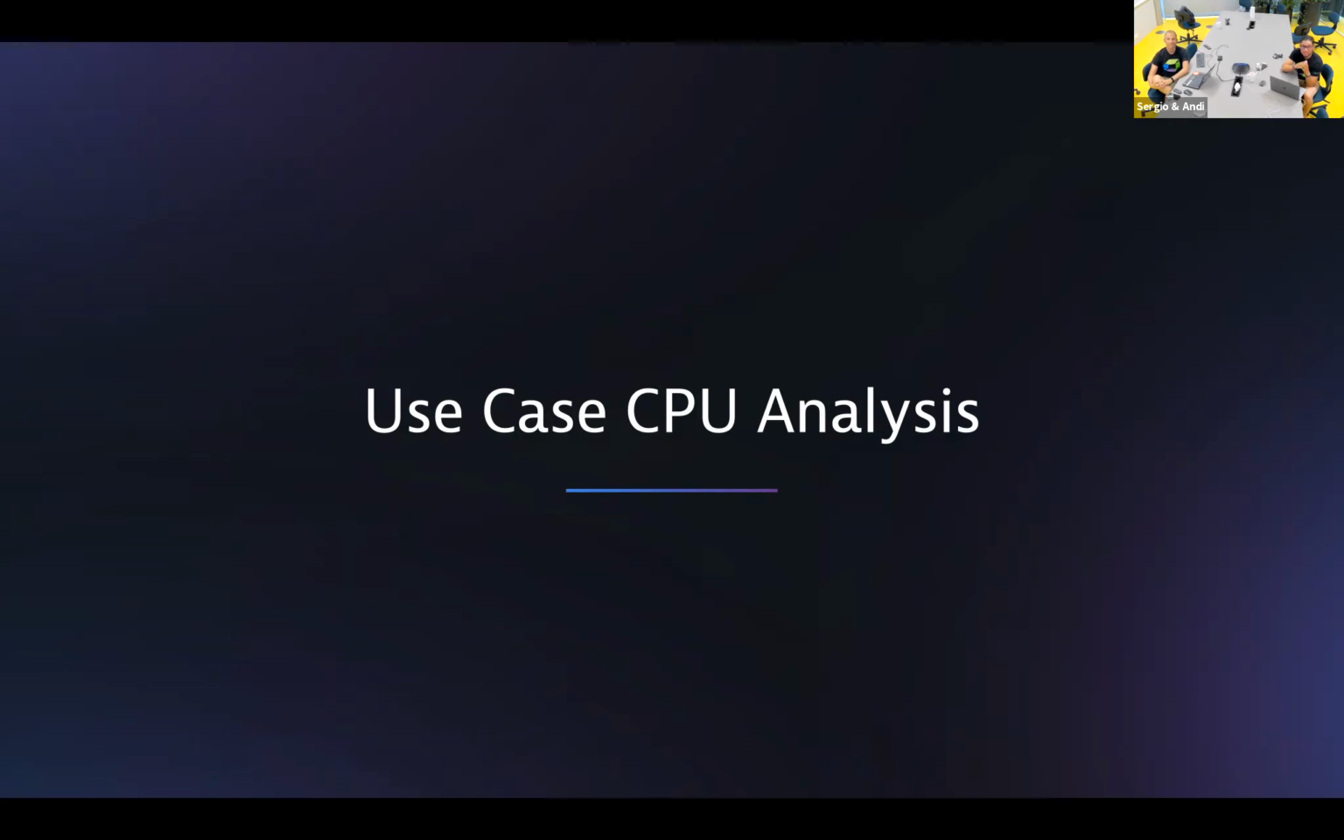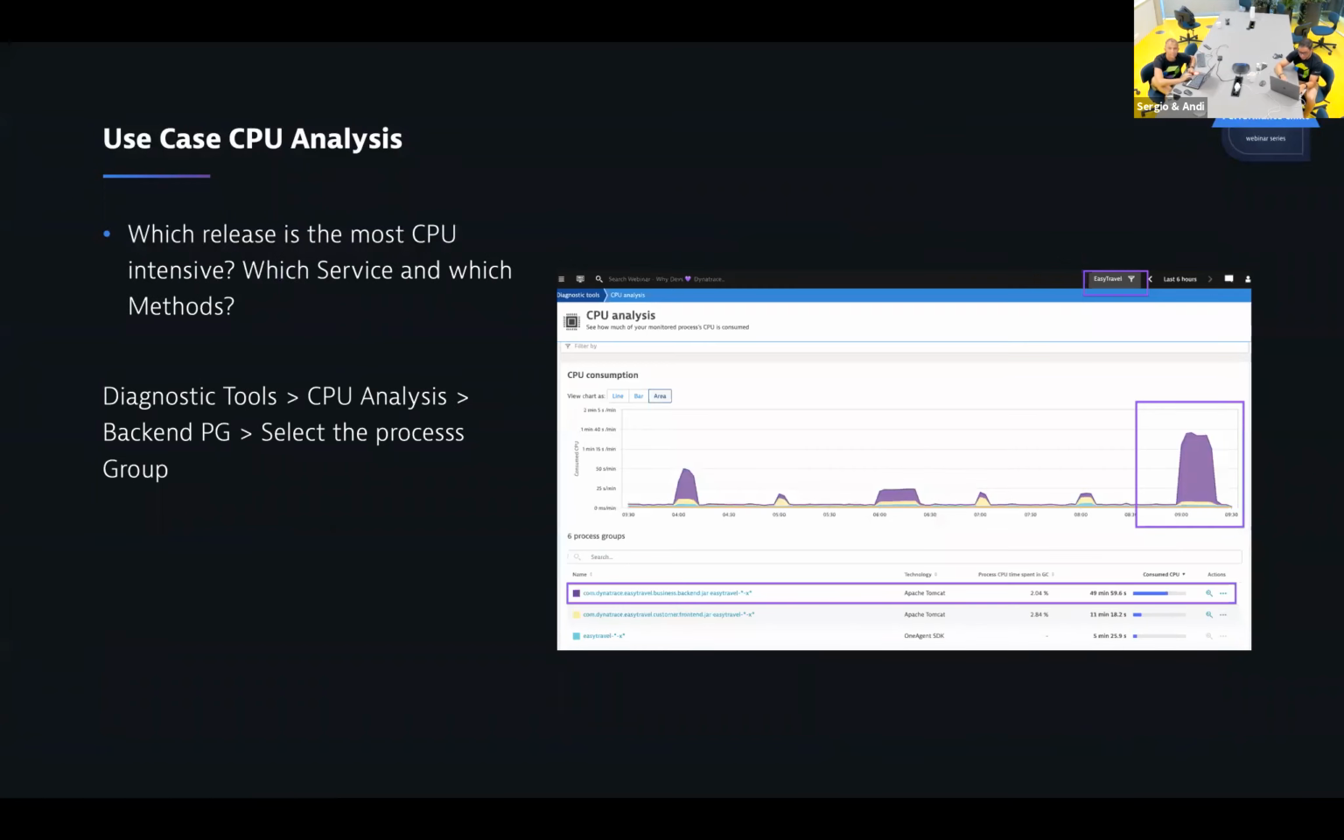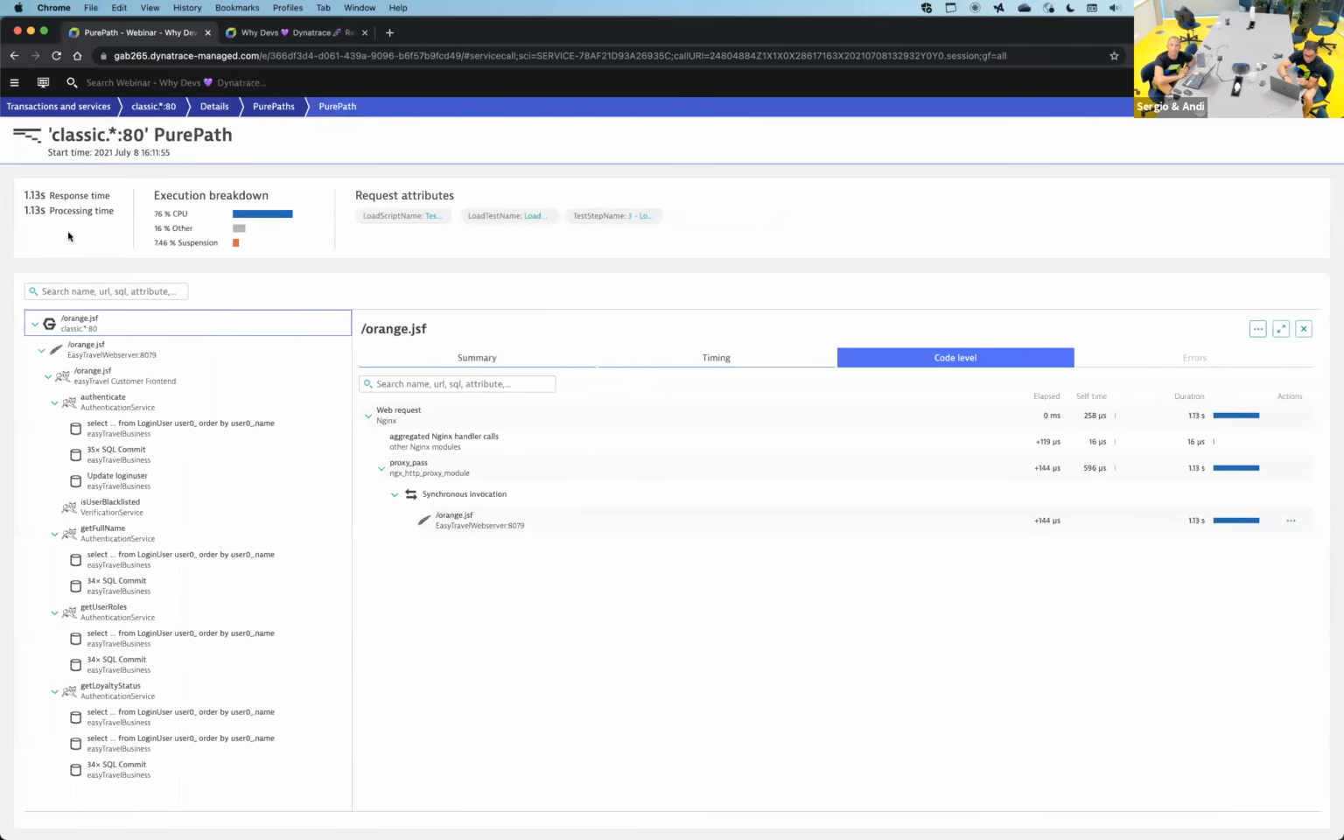Okay, now let's analyze CPU analysis. Very important also for cutting cloud cost, because normally the cloud providers are going to charge you for the amount of CPU or memory. So now we're seeing how to optimize memory or CPU, right? Which release is the most CPU intensive, which service and which methods? Can we explain why?